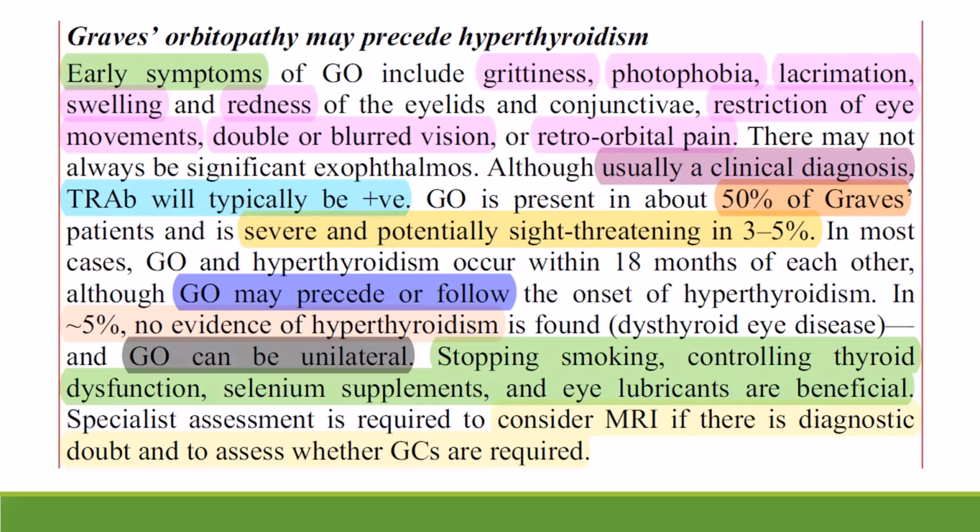Graves' orbitopathy is present in about 50% of Graves' disease, about 25% evident clinically, and another 25% by imaging modality. Severe and potentially sight-threatening in about 3 to 5%. Graves' orbitopathy may precede or follow the onset of hyperthyroidism, and can also be unilateral and may be present in a patient with hypothyroidism. Stopping smoking, controlling thyroid dysfunction, selenium supplementation, and eye lubricants are beneficial in mild cases. MRI should be considered if there is diagnostic doubt and to assess whether glucocorticoids are required.